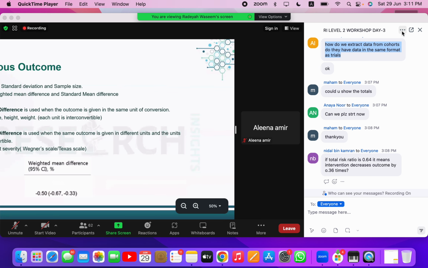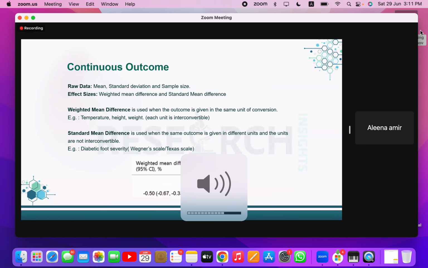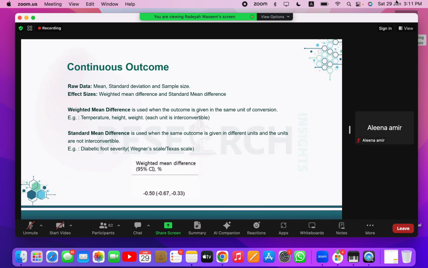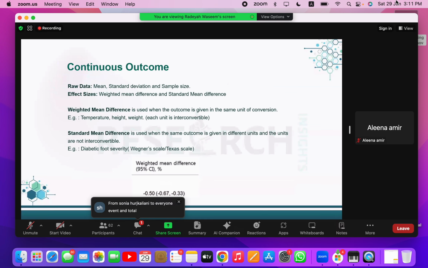Data. Can you guys tell me how we reported the raw data for dichotomous outcomes? The two values we had in each group that we would extract in the data extraction for dichotomous outcomes. Can you guys tell me? Event and total, exactly, Sonia. They were event and total, yes.